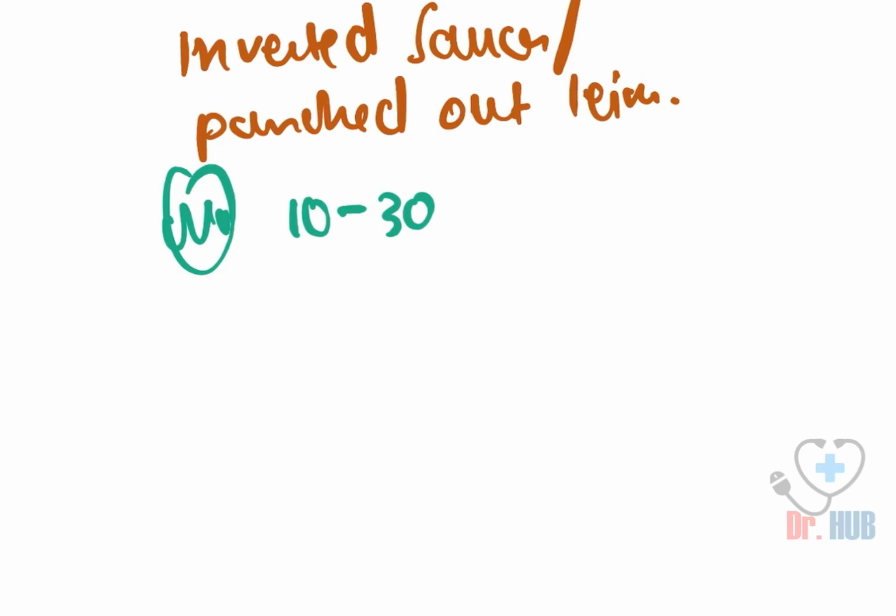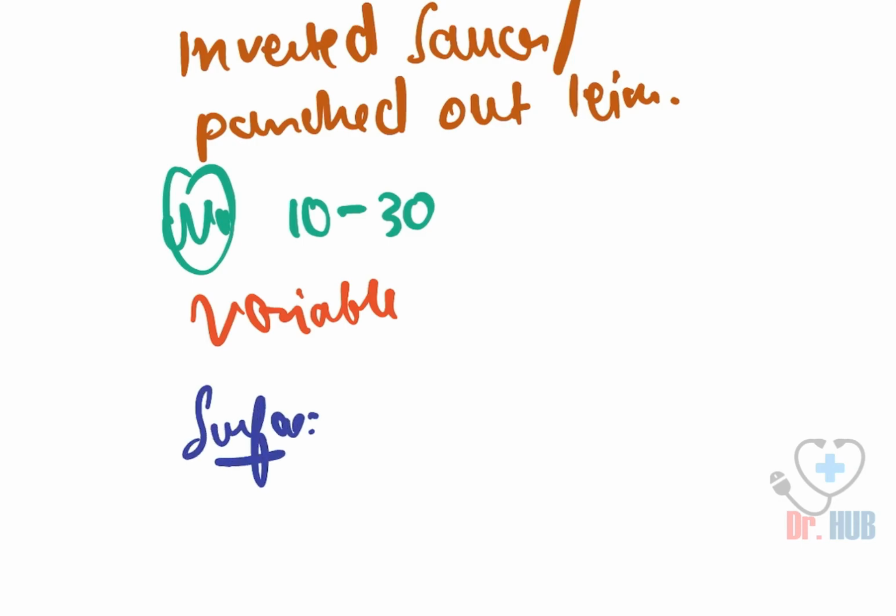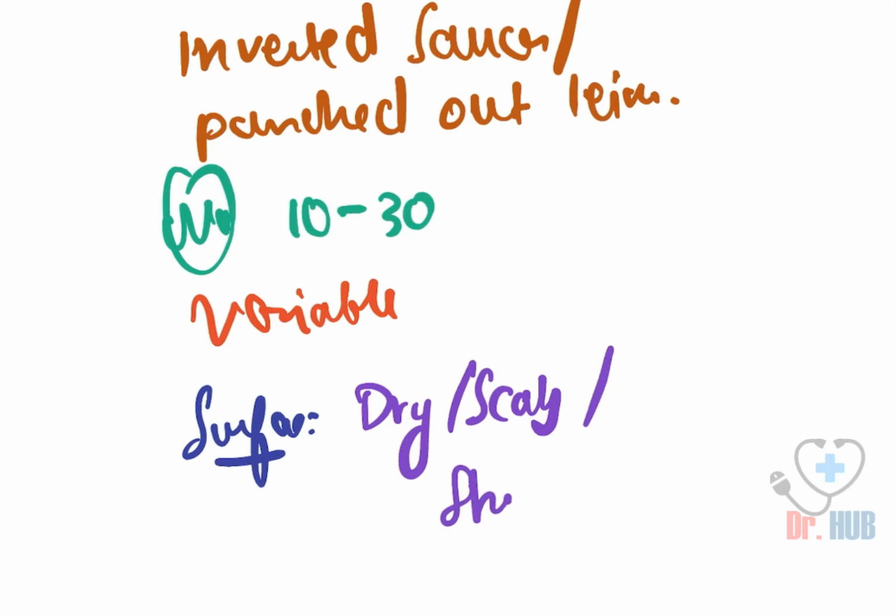Next we look at the site of the lesion. The site is variable. And looking at the surface, it is dry and scaly, as well as showing some amount of shine.